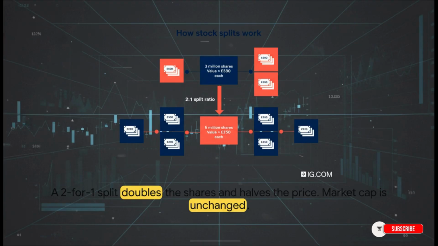Let's look at a quick example to make this super clear. Imagine a company with, say, 3 million shares trading at 500 pounds each. They do a 2-for-1 split. Now, they have 6 million shares, but each one is worth 250 pounds. You see, the total value is exactly the same. No economic value was created. The pie was just sliced into smaller pieces.